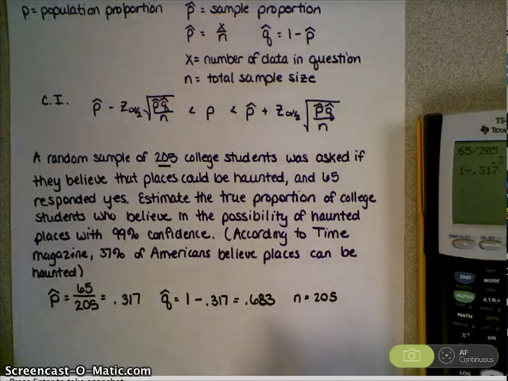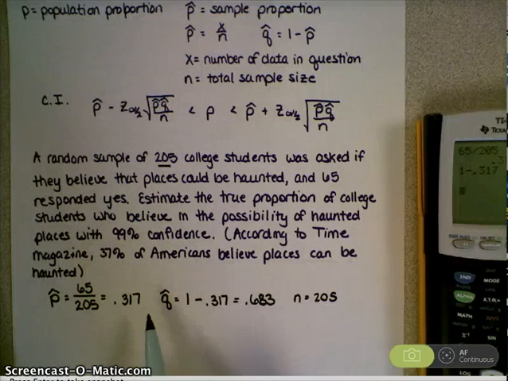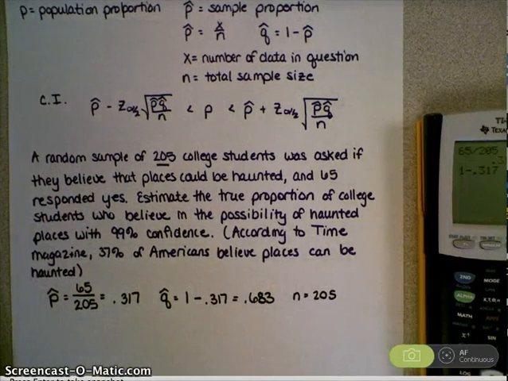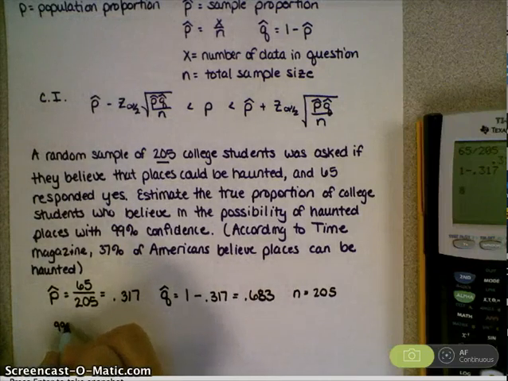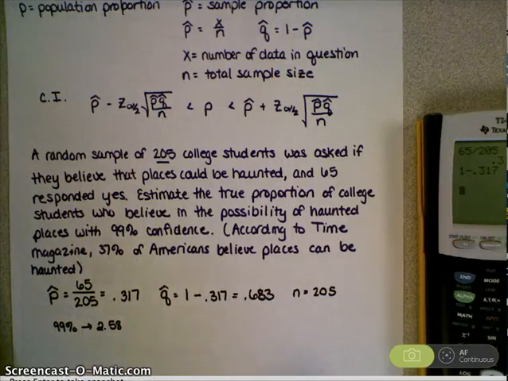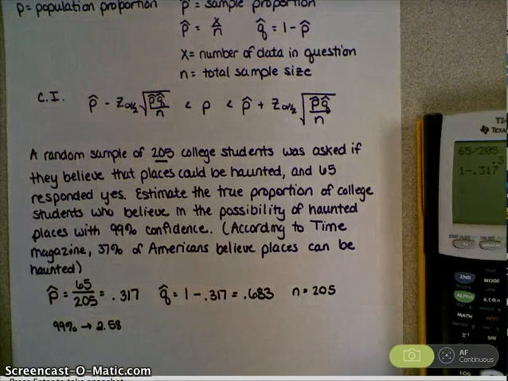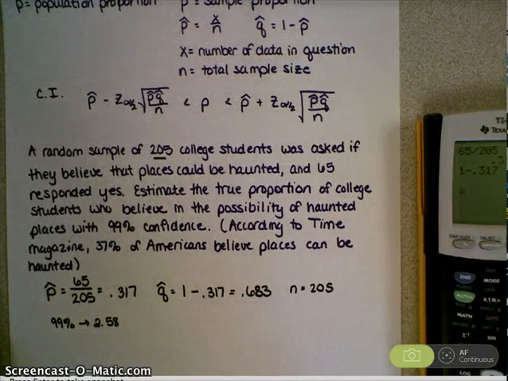We also need the z-score that corresponds to the 99% confidence interval. We've looked at these in the past when we did confidence intervals for the mean, and the 99% confidence interval translated to a z-score of 2.58. The 95% confidence interval was 2, and the 90% confidence interval was 1.65. Those were the most common. Then we're ready to plug the numbers in.